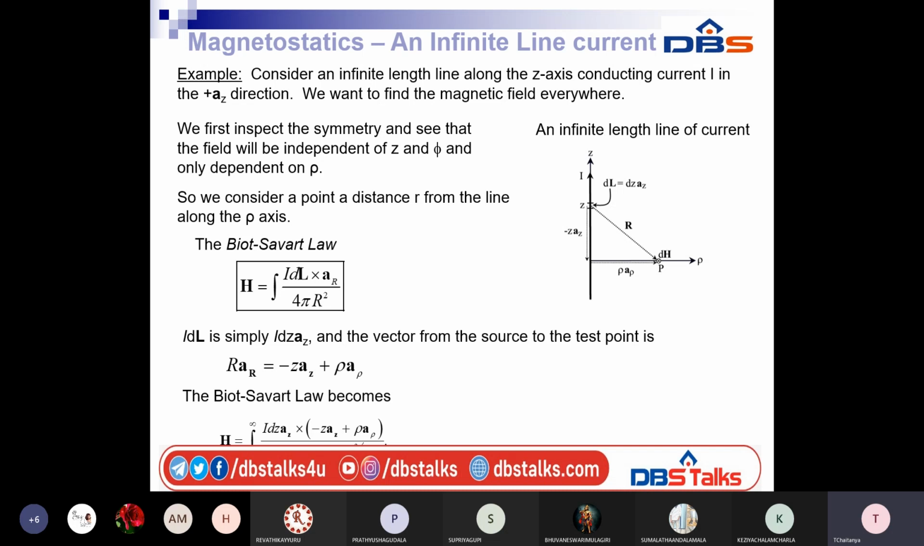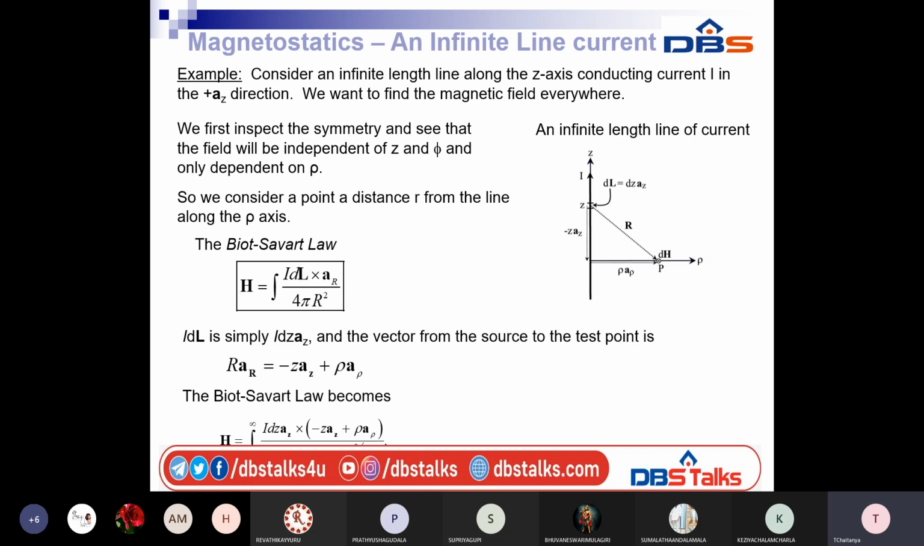Here, the Biot-Savart law is applicable on an infinite line. So we assume a line current is placed along the z-axis, or parallel to the z-axis. Due to this, point P is here. Over point P, what might be the magnetic field intensity? That we have to calculate.